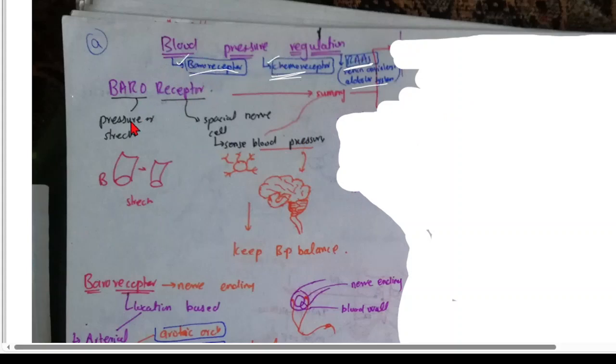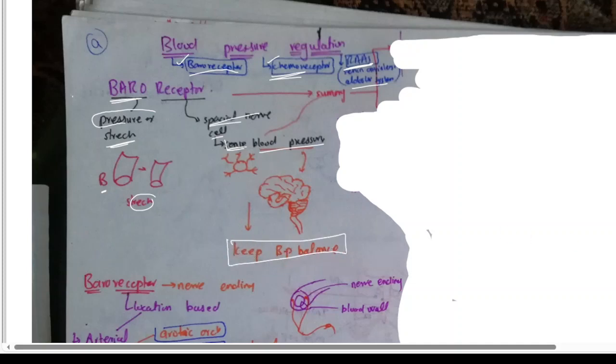So we will discuss the baroreceptor. Baro means pressure, and receptor means special cells that sense whether the pressure is changing or not, whether the vessel is stretched or not. There are special nerve cells that sense blood pressure. For example, if this artery is stretched, the baroreceptor will sense it, and due to this the blood pressure becomes balanced.